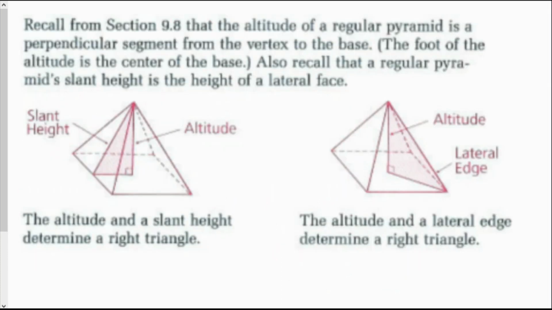Recall from section 9.8 that the altitude of a regular pyramid is a perpendicular segment from the vertex to the base. Also recall that a regular pyramid's slant height is the height of a lateral face. So in my diagram to the left, I have my slant height and my altitude. The altitude and the slant height determine a right triangle. And in my figure to the right, again, I have my altitude and my lateral edge, and the altitude and the lateral edge determine a right triangle.